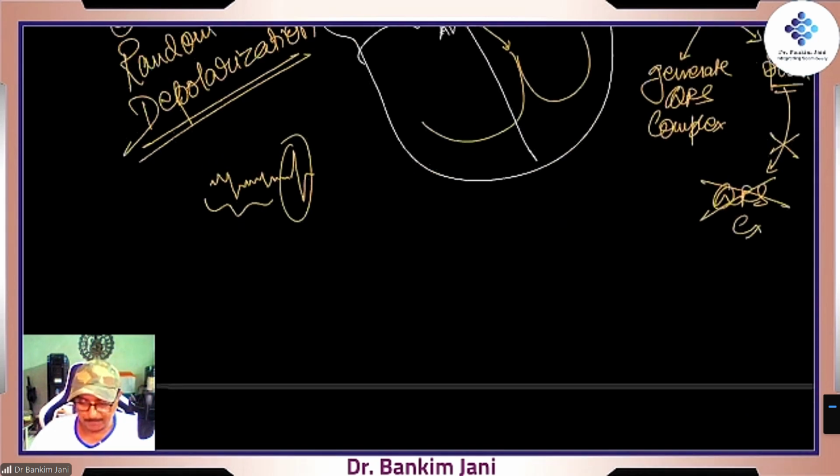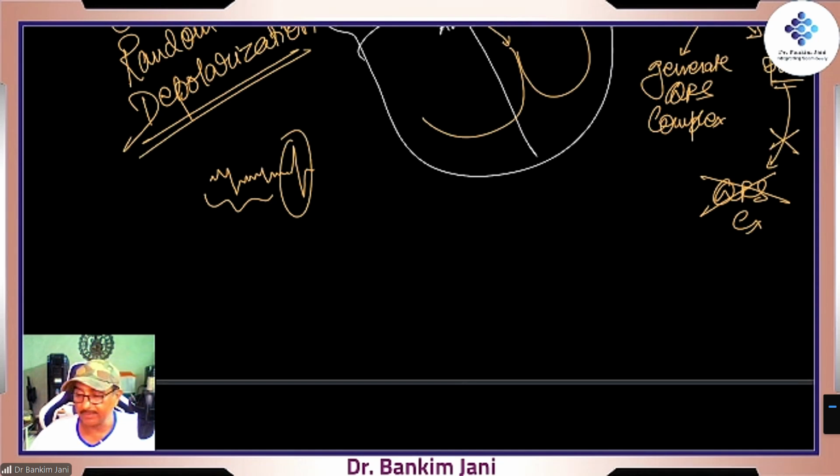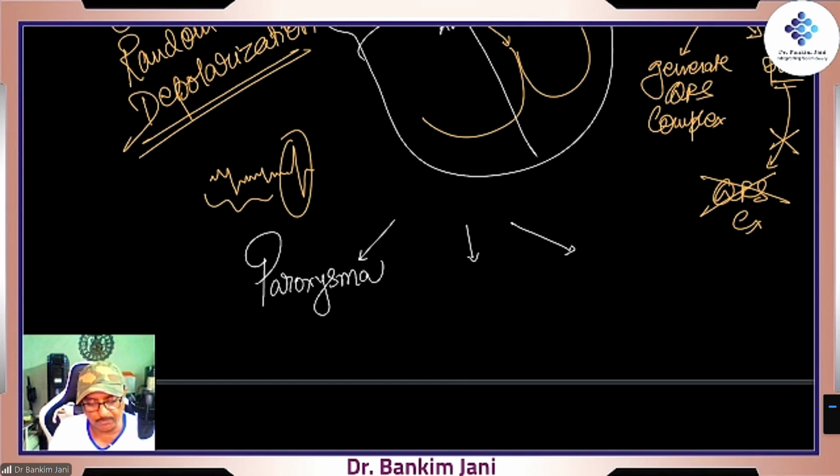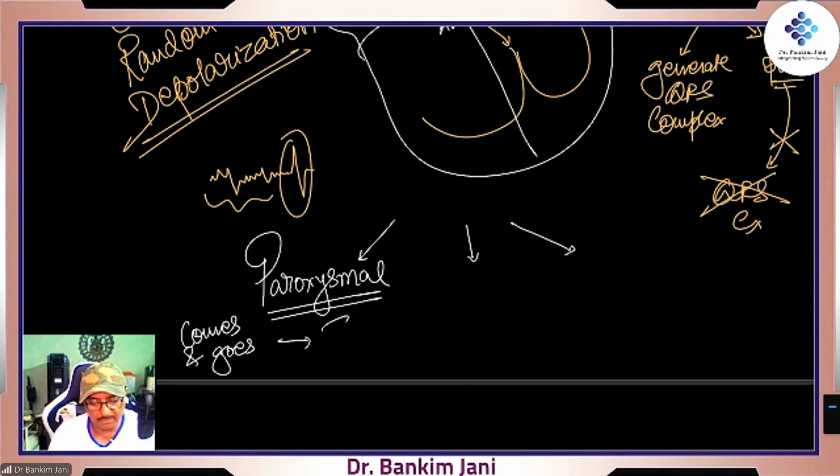Now in this case, when this occurs, we need to think. Whenever you come across paroxysmal, you'll come across this word very frequently. Paroxysmal means it comes and goes. And when it goes, it will come back to sinus rhythm. Once again, the normal P wave starts appearing and everything is fine, life is good. So that is called paroxysm.